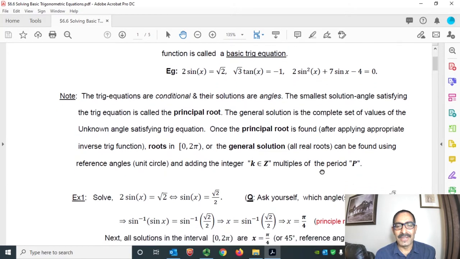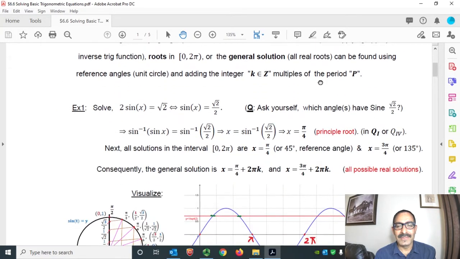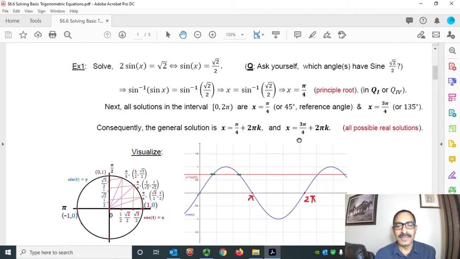Just a quick example. Example 1. Solve 2 sine x equals radical 2. Let's begin the solution. Divide both sides by 2. Then we have sine x equals radical 2 over 2. Then ask yourself, which angles have sine radical 2 over 2?